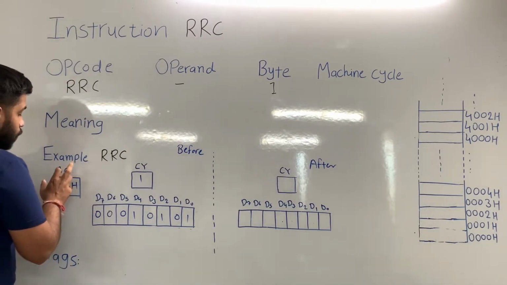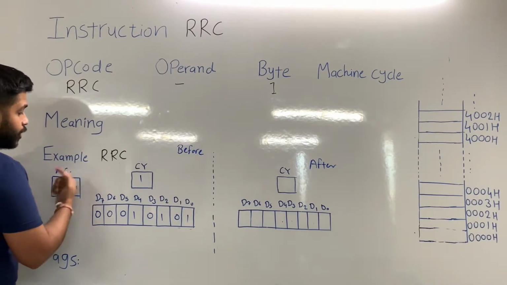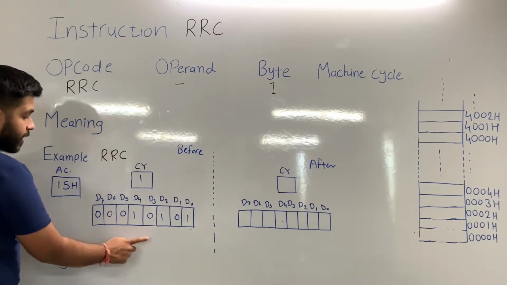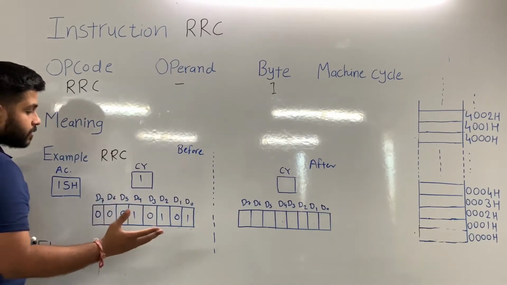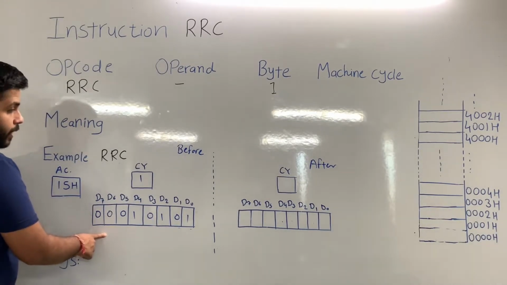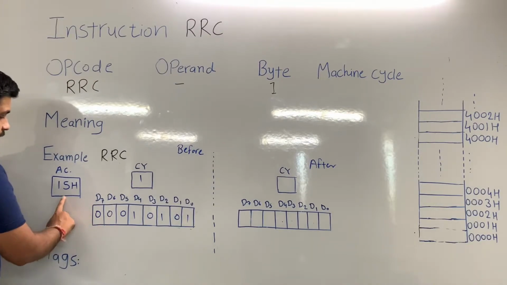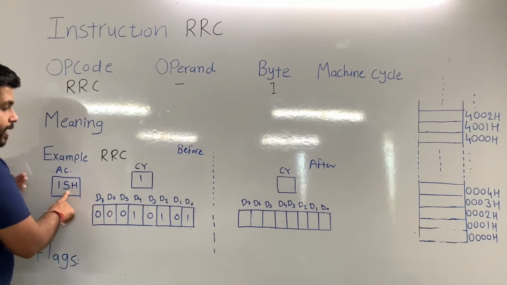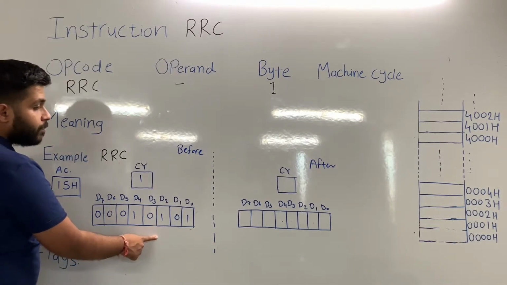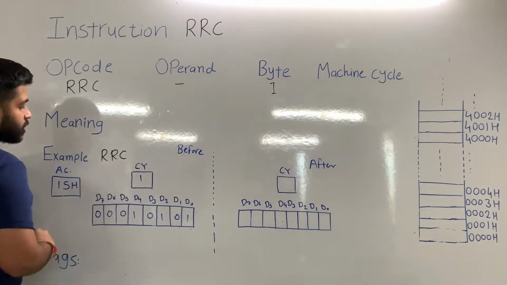Now, if you convert this 15H, the value in hexadecimal, into binary, you will get something like this. So this is the same accumulator, but the only difference is that the accumulator is represented bitwise. So these two are the accumulator, but in this one the data is represented in hexadecimal, and in this one the data is represented bitwise. Now what will happen when this instruction is executed?